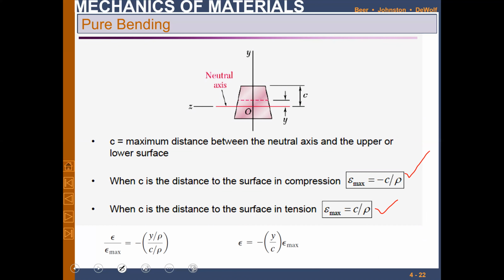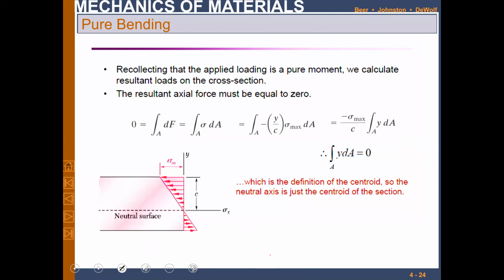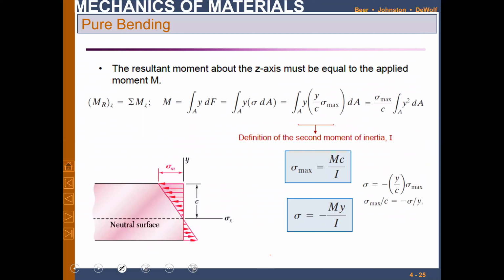Another expression which is very important is the relationship between the epsilon at any point other than C with respect to epsilon max, the ratio of y over C, right? C is the maximum distance, y is the distance of any other point, other than the maximum one, from the neutral axis, right? By doing all the mathematics, then we end up with this expression, Mc over I. This is again a very important one. This is for the maximum, because C is the maximum distance from the neutral axis, so obviously sigma will be maximum on the top or on the bottom surface.